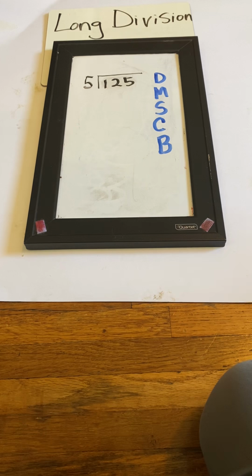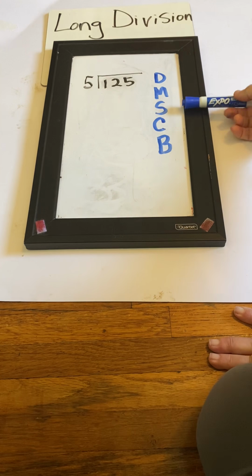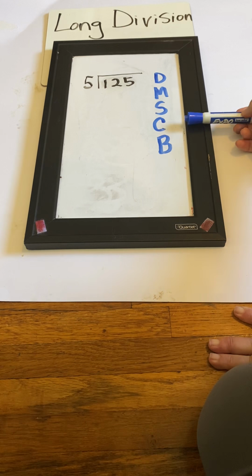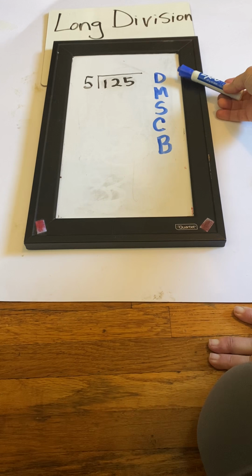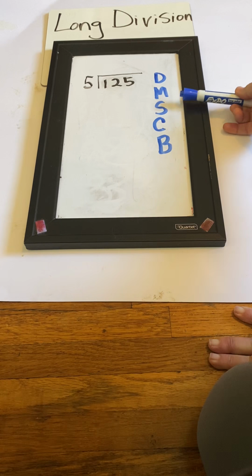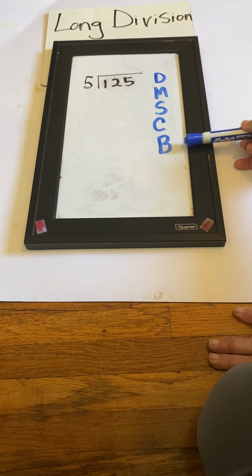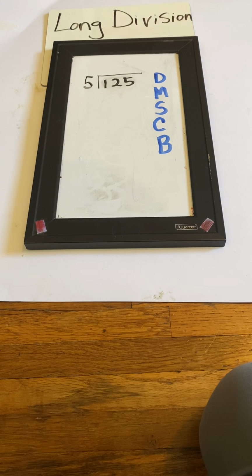The first thing I like to do is write down the abbreviations for my steps. The first is D for divide, and the second is M for multiply, and S for subtract, C for check, and B for bring down. We like to say this at support services to remember it: Does McDonald's sell cheeseburgers? That's how you can remember it.